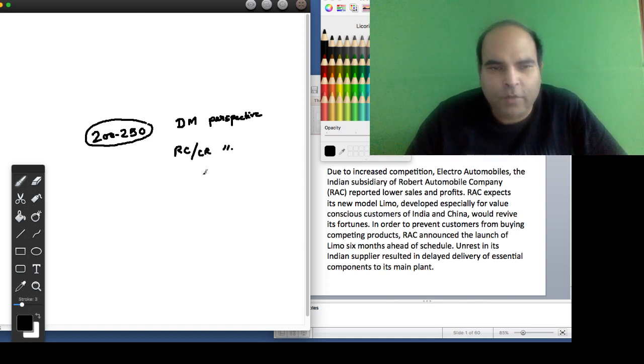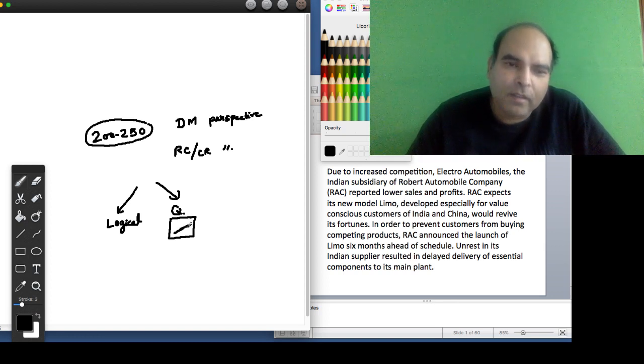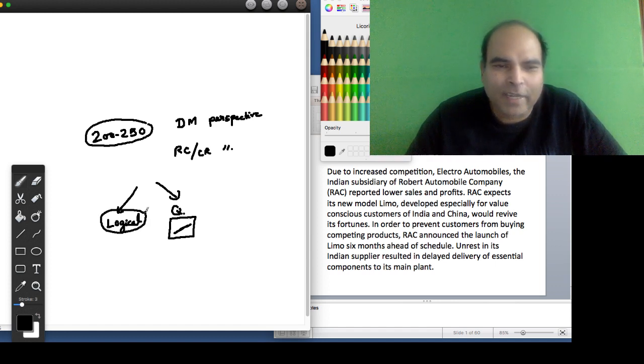Why I'm saying that is because there are two kinds of decision making questions: logical and quantitative. Quantitative, as the name suggests, has some numerical information in it, so there's some bit of data interpretation, some reasoning with numbers. But logical is basically a managerial or administrative situation where you have to take a call, and not treat it like an RC passage, but treat it from a decision making perspective.